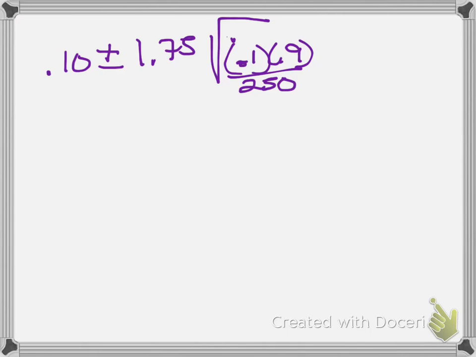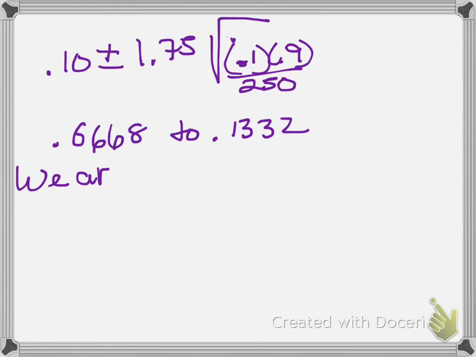All right, so I'm going to go to my graphing calculator. I'm going to go, and my hits are 25 out of 250 for a 92% confidence interval. And I get 0.0668 to 0.1332. Okay?